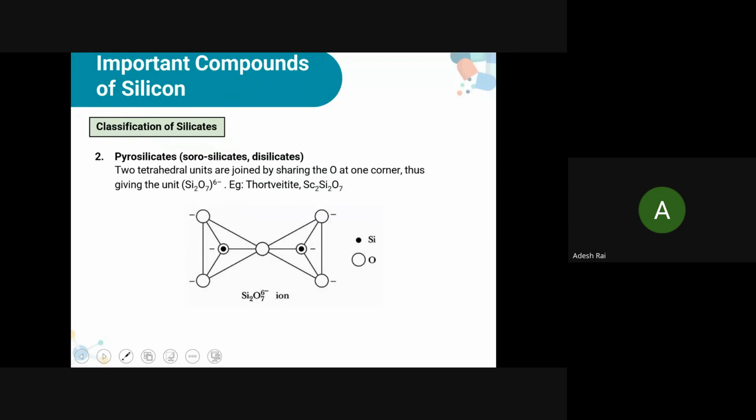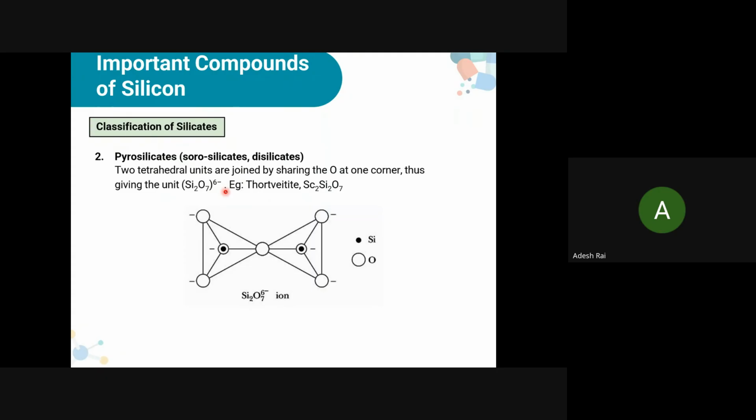So orthosilicate is done. Pyrosilicates, also called sorosilicates or disilicates. In this, two tetrahedral units are joined by sharing the oxygen at one corner, thus giving the unit Si2O7. See, SiO4 was there, but here one oxygen atom is shared between the two silicates. This is one silicate unit and this is the other silicate unit. They are attached to each other with the help of this common oxygen atom. So here one oxygen atom at the corner is shared. Such silicates are classified as pyrosilicates.